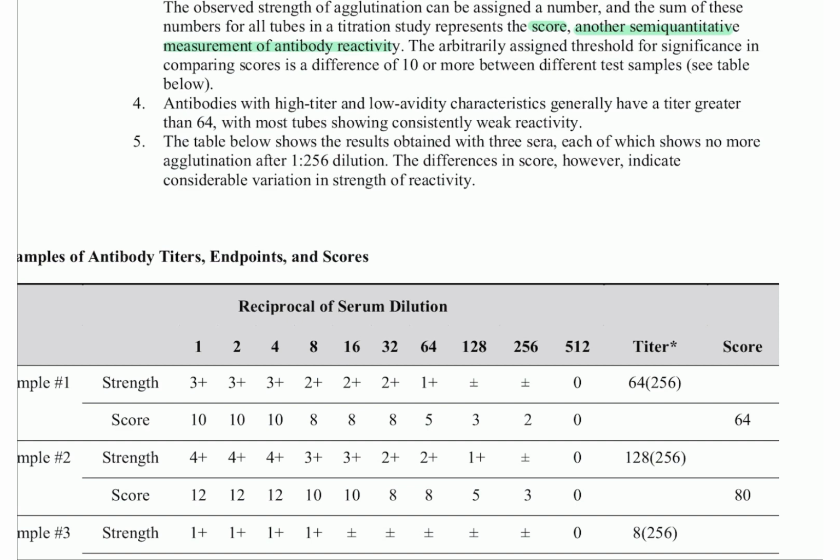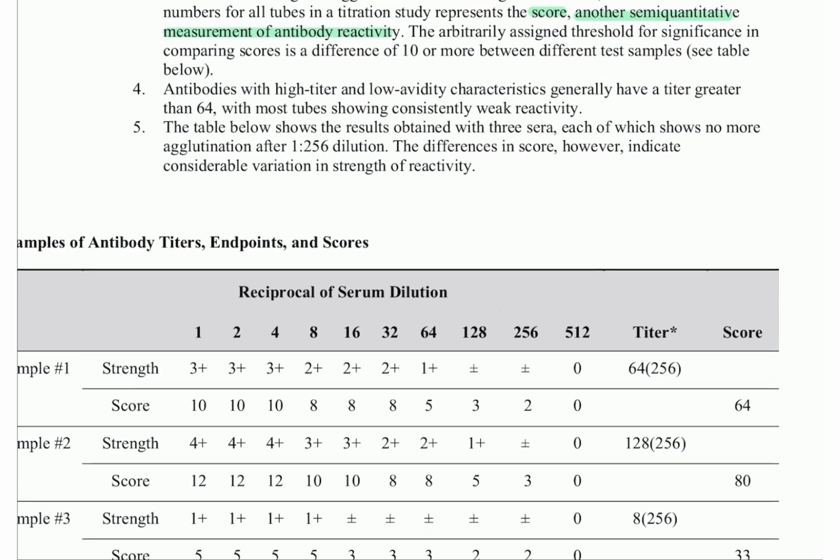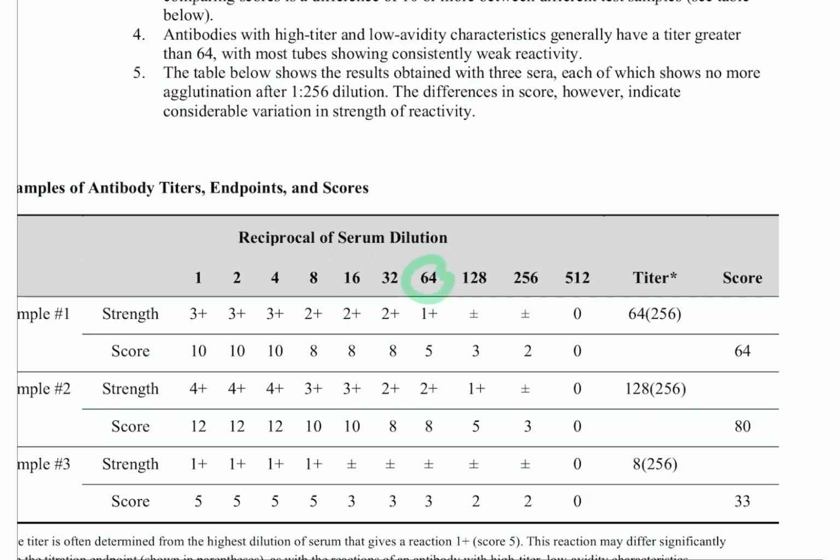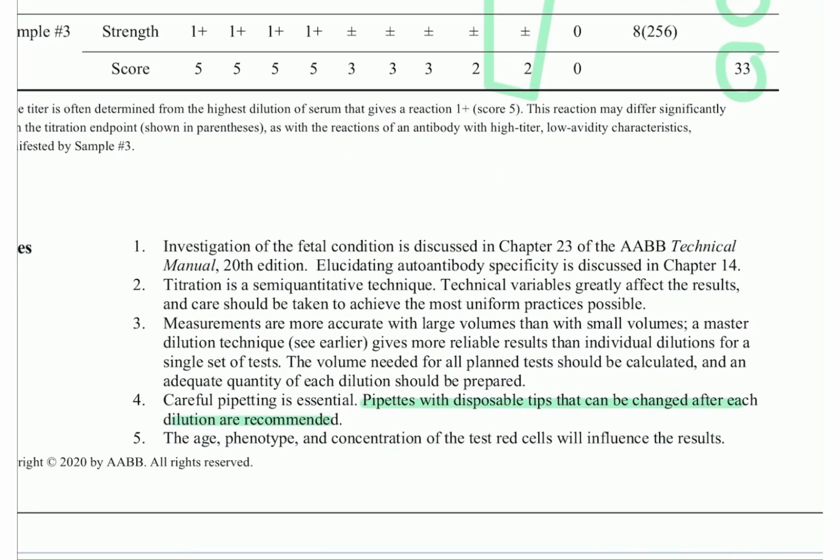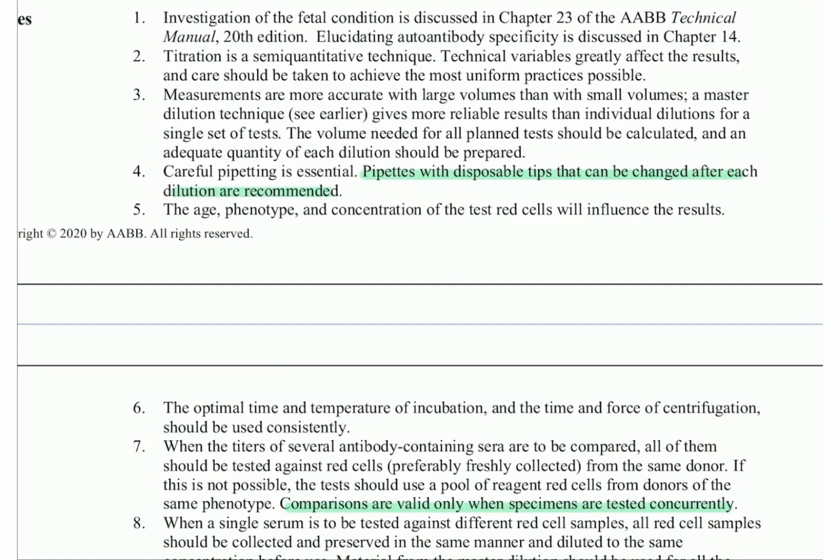Antibodies with high titer and low avidity characteristics generally have a titer greater than 64. The table below shows the results obtained with 3 different sera, each of which shows no more agglutination after 256. The differences in score, however, indicate considerable variation in strength of reactivity. So this example really demonstrates how all of these titers have the same endpoint, but very different scores. So there is value to a score if it's requested.